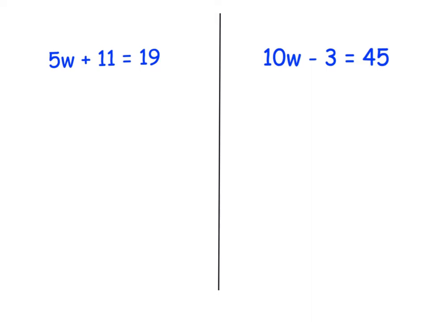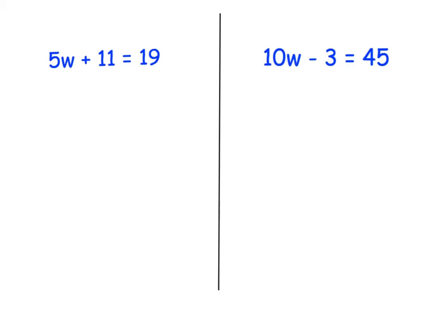Solve 5w plus 11 equals 19. So I'm going to do this two ways. I'm going to show you using bar modelling, and then I'm going to show you using balance method. We need to make sure that eventually we can do balance method because we can't do bar modelling with some of the harder questions. So 5w plus 11.